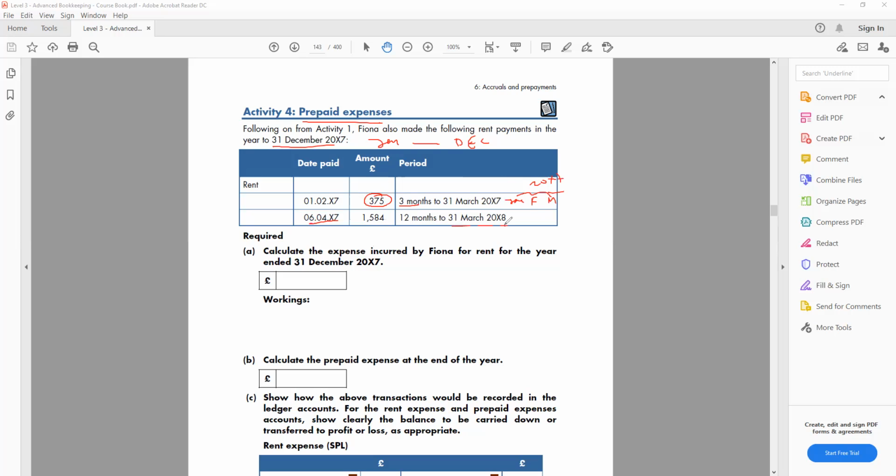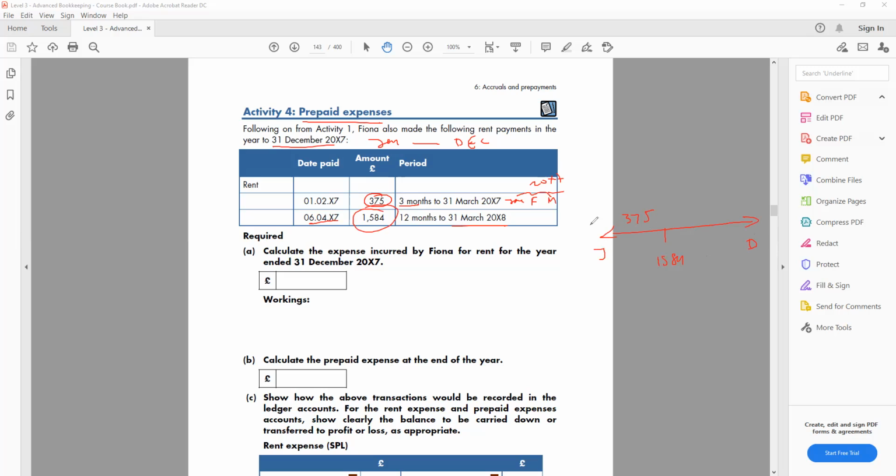That means up to next year. Now, if he paid up to next year, what happened here? Because my year is from January to December. So obviously, I can take this 375 that is relevant to up to March. And this one here, 1585, I paid on April, 1584, but that is for 12 months.